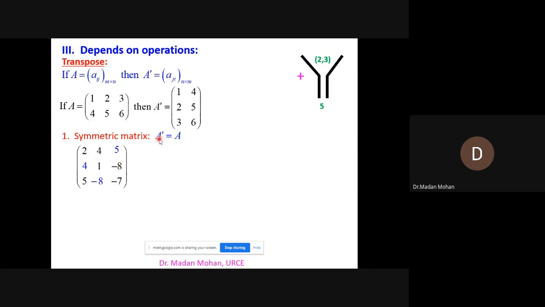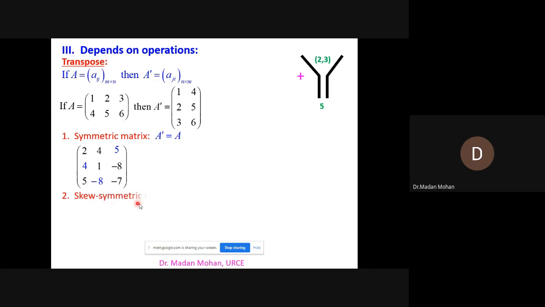A symmetric matrix means A transpose is A. In other words, when you fold along the diagonal, every element overlaps with the same element. 4 overlaps 4, 5 overlaps 5, minus 8 overlaps minus 8, 1 overlaps 1 only, 2 overlaps 2, minus 7 overlaps with minus 7 only. Okay. Next.